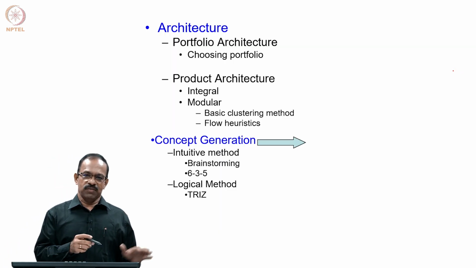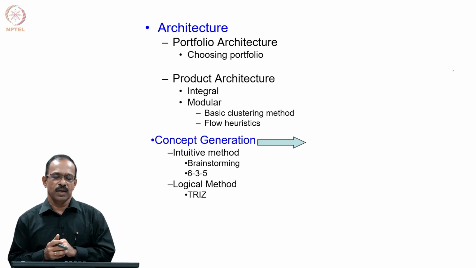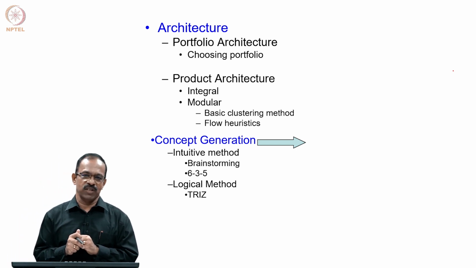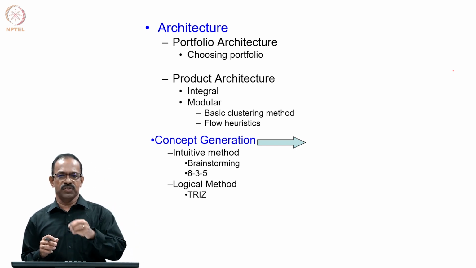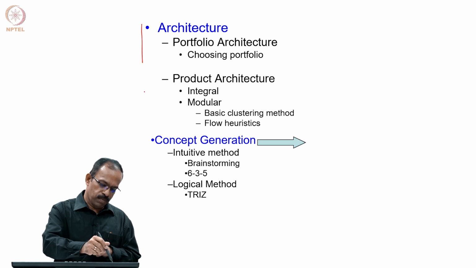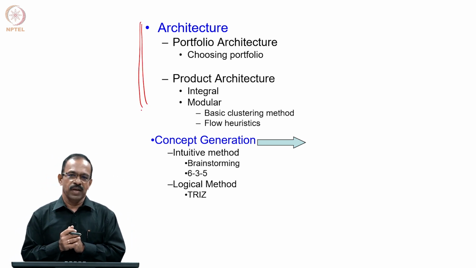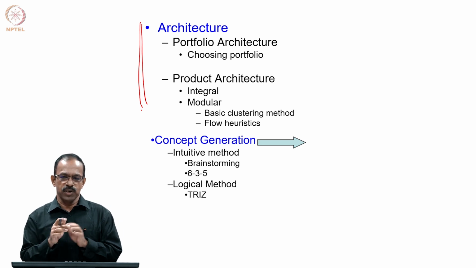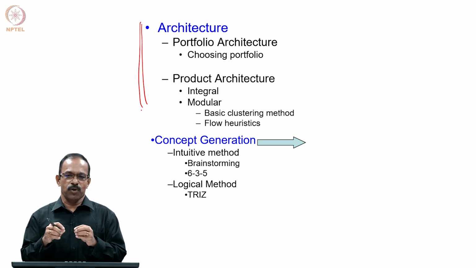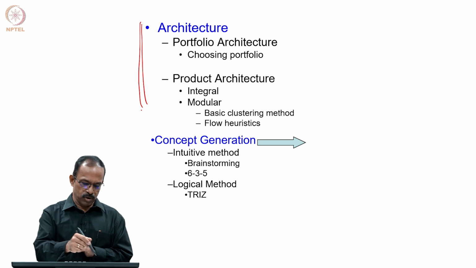Okay, from the functions the next stage is to give a form to the function. That is where you want to convert that into physical building blocks, and the conversion of functional blocks to physical building blocks is known as the product architecture. And when we talk about the product architecture we need to look at the individual product architecture as well as the number of products to be offered in a family of products, and that is known as the portfolio architecture.